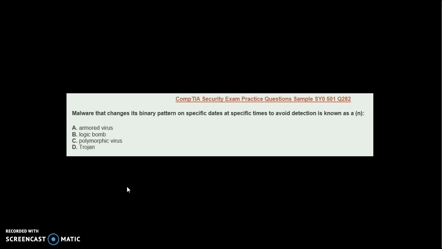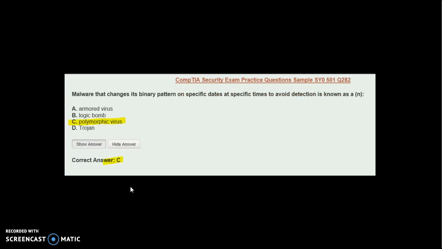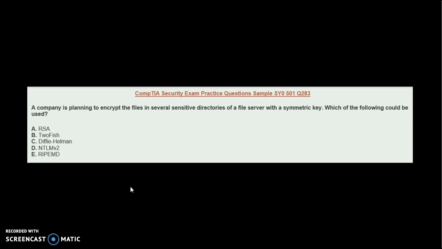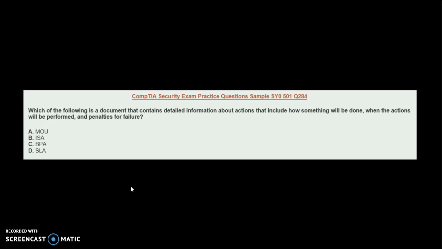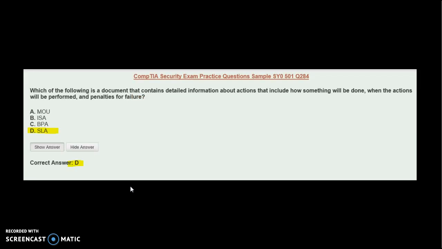Malware that changes its binary pattern on specific dates and specific times to avoid detection is known as a polymorphic virus. The company is planning to encrypt files in several sensitive directories of a file server with a symmetric key. Which of the following could be used? That is B. Twofish. Which of the following is a document that contains detailed information about actions that include how something will be done, when the actions will be performed, and penalties for failure? And that is the SLA.